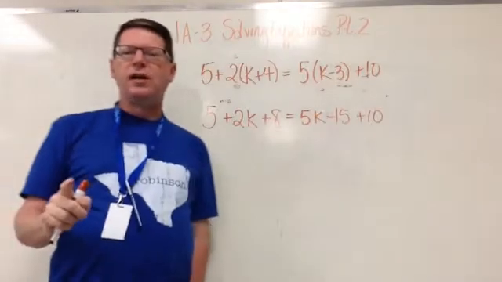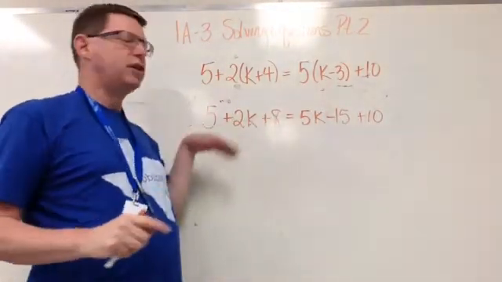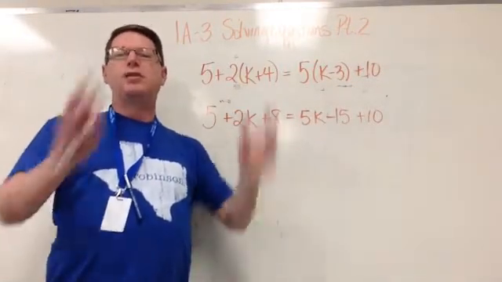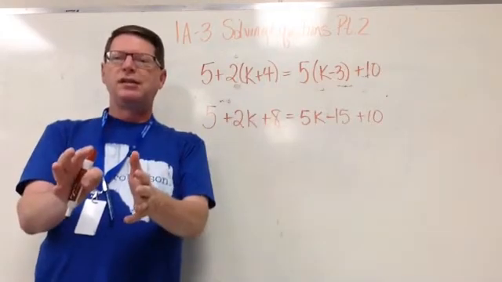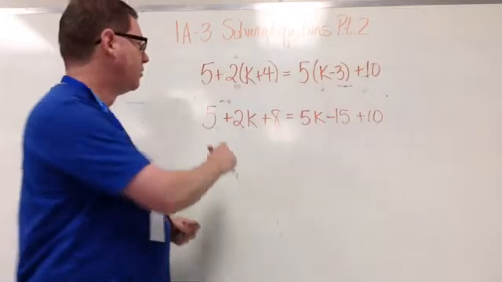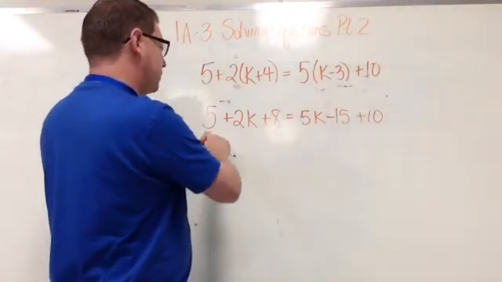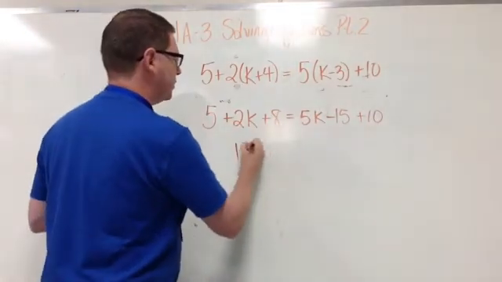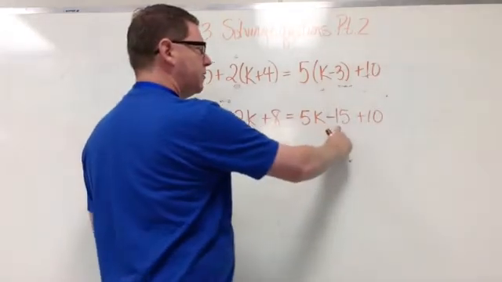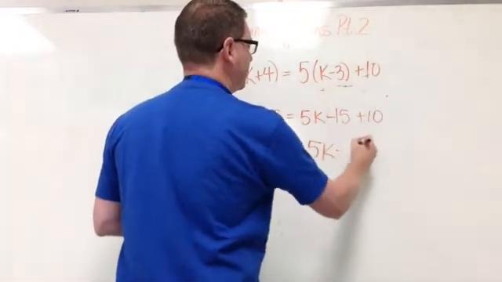Now, before I go on, I have to combine like terms. You don't want to go any farther until you combine all of the like terms so that I get one variable and one constant on one side and another variable and another constant on the other side. Okay? So the first thing I'm going to do is combine like terms on the left-hand side, which would be 5 plus 8, and that's 13 plus 2k, equals, I've got negative 15 plus 10, which is negative 5, so that's going to be 5k minus 5.